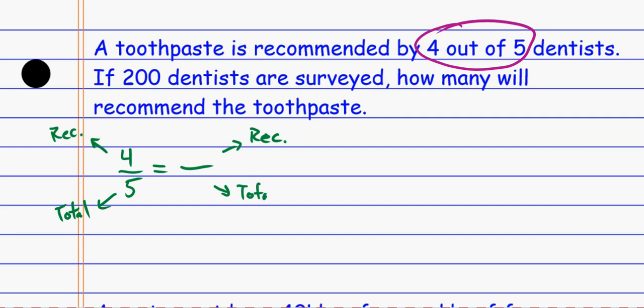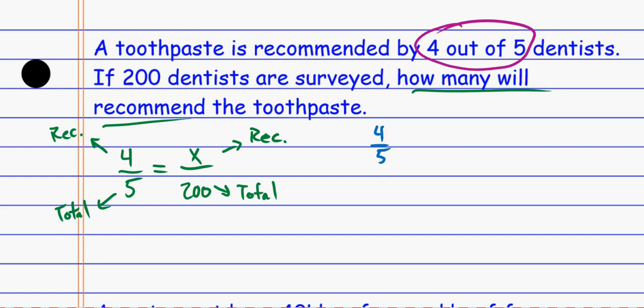And so what happens is the only other value that's given here is the 200 dentists. And so the question is, is that the total dentists, or is that the number recommended? It even says how many will recommend. So obviously the 200 is the total, so that goes down here, okay? And the recommended, well, that's the thing I don't know. That's the thing I'm trying to find. So that's my missing variable. I'll call that x, okay?